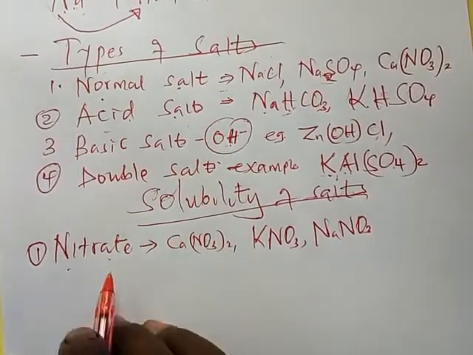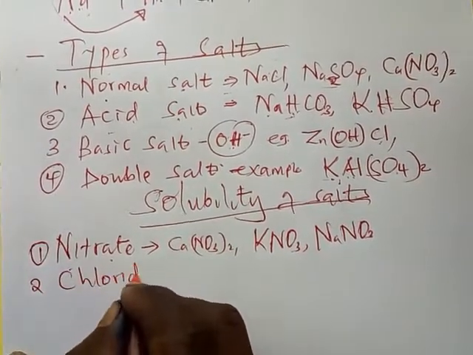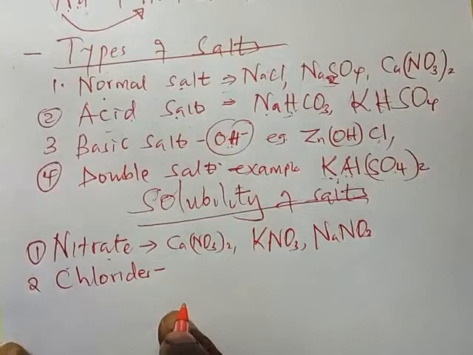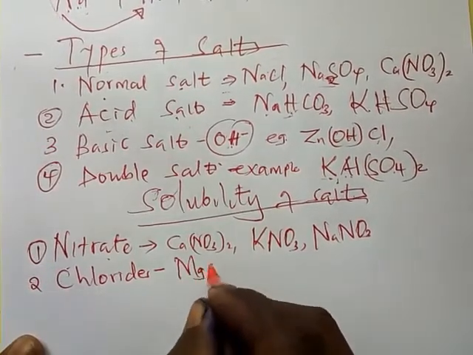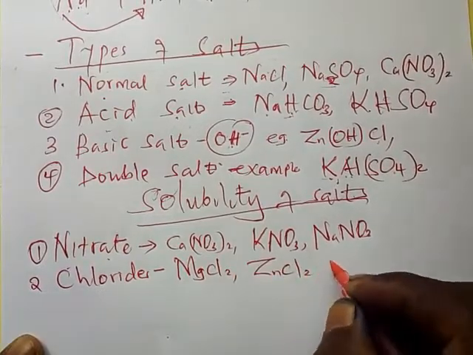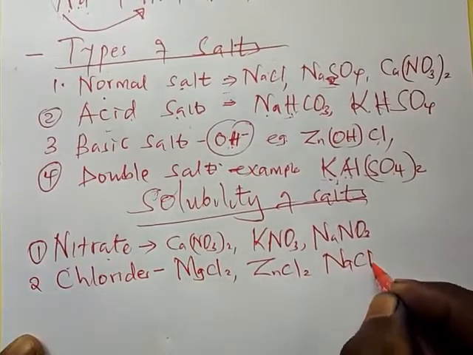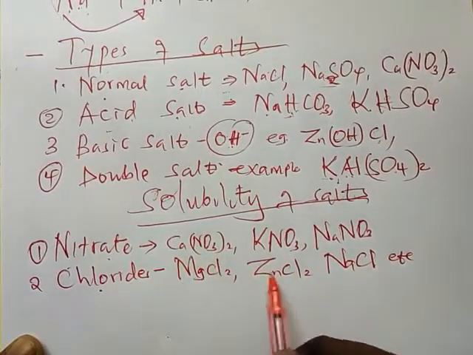Type of salt number 2 is the chlorides. So when I'm talking about chlorides, you should know examples of chloride. We have magnesium chloride, zinc chloride, sodium chloride, etc. These are examples of chlorides.